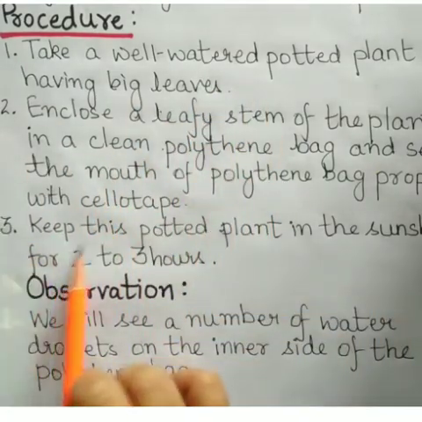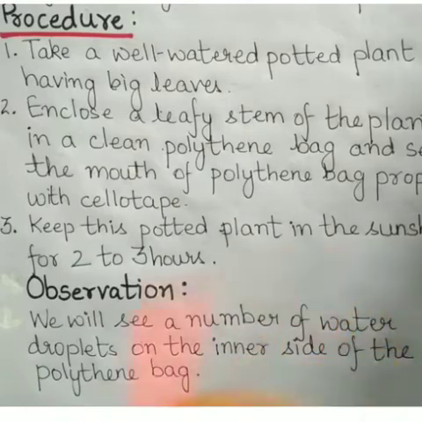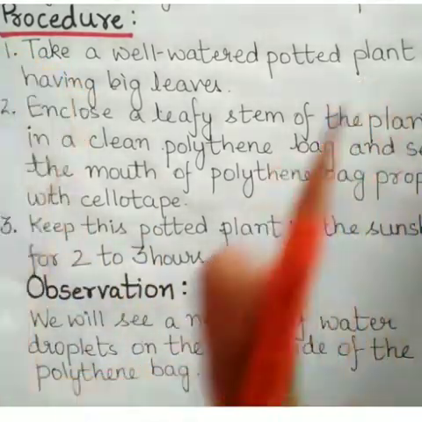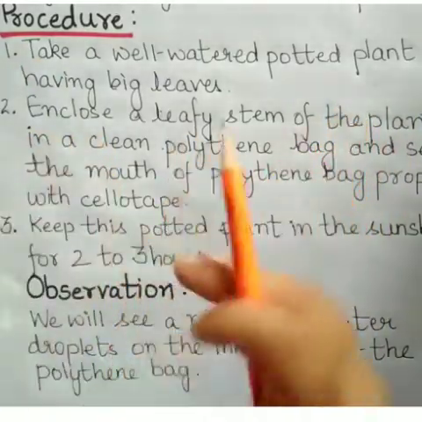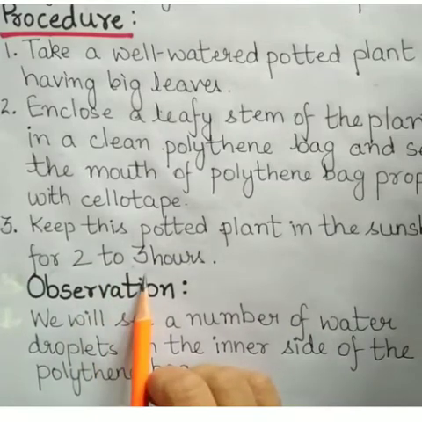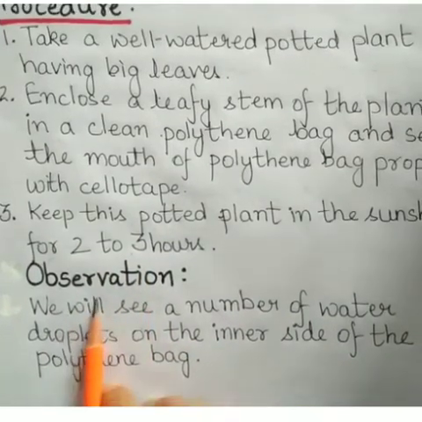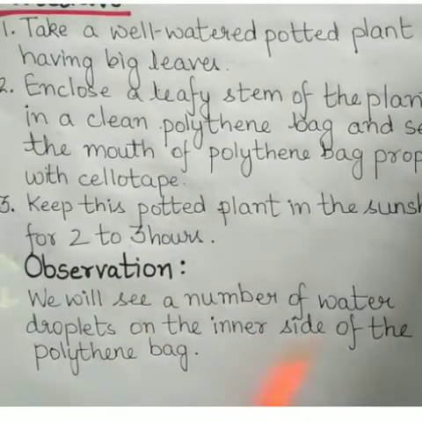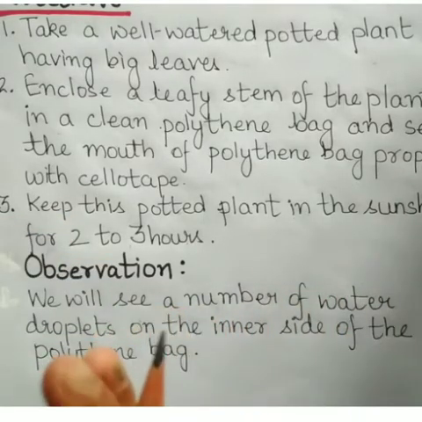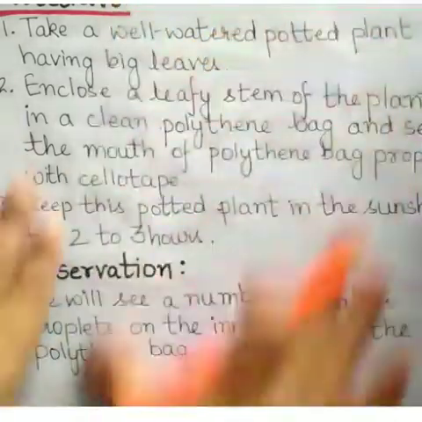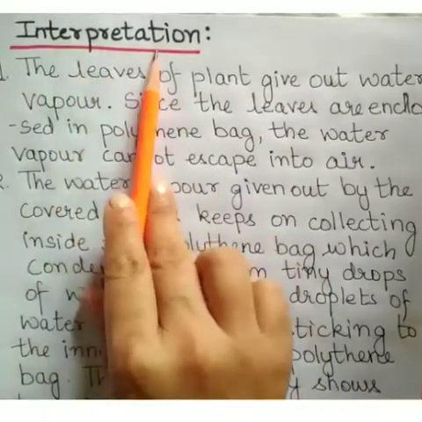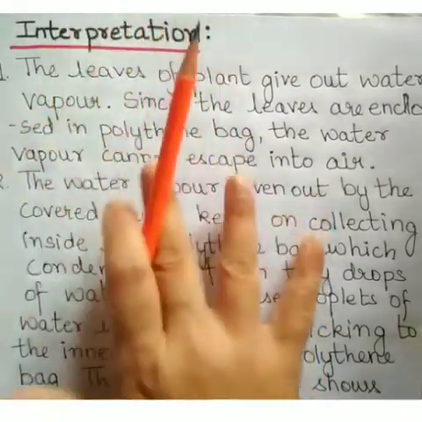Then third is keep this potted plant in the sunshine for 2 to 3 hours. Okay, you have to keep this plant in sunshine. Then what you will observe after 2 or 3 hours, you will see a number of water droplets on the inner side of the polythene bag. Okay, this is how you'll be writing. Then you have to write interpretation. This is actually the conclusion.